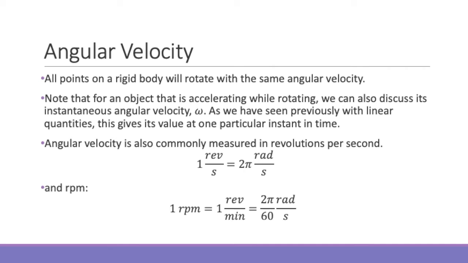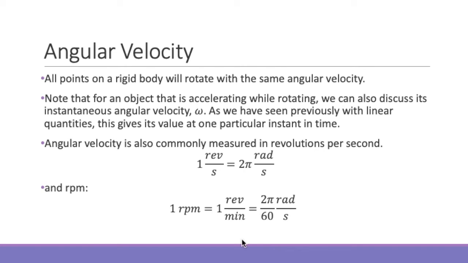Angular velocity is also commonly measured in revolutions per second, where one revolution is equivalent to 2 pi radians. So 1 revolution per second equals 2 pi radians per second. Or you'll also see the unit of RPM, and this is revolutions or rotations per minute. So 1 rotation per minute, 1 RPM, or 1 revolution per minute is 2 pi radians over 60 seconds, which make up 1 minute.